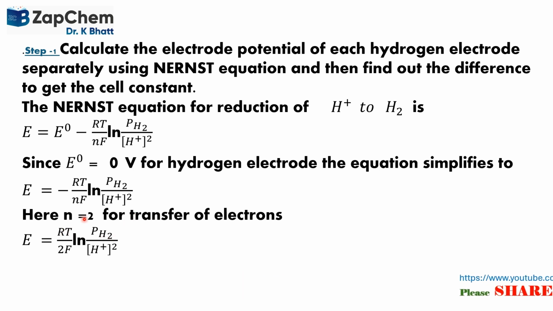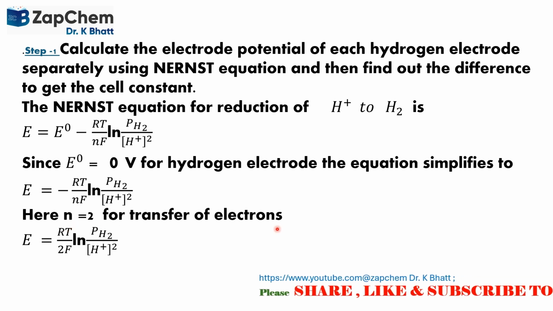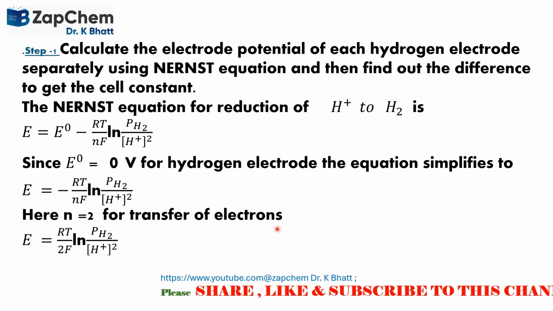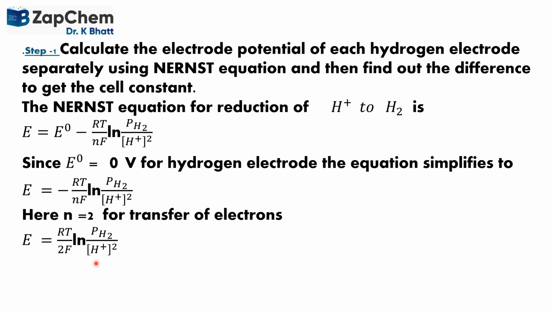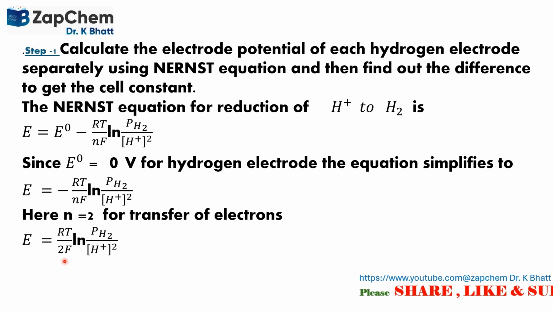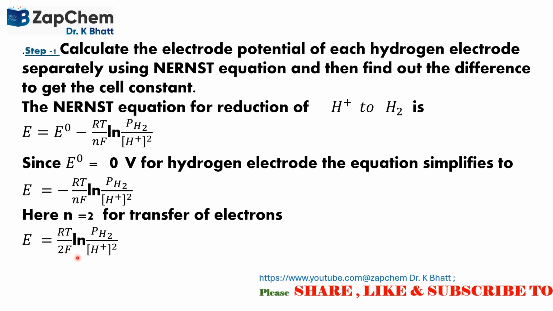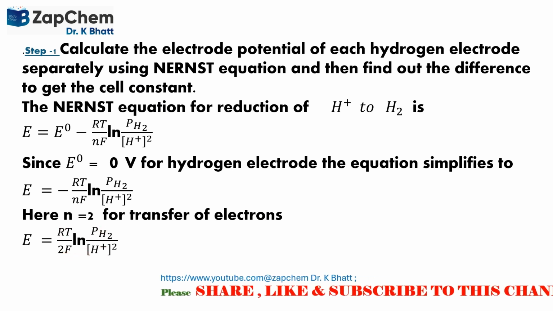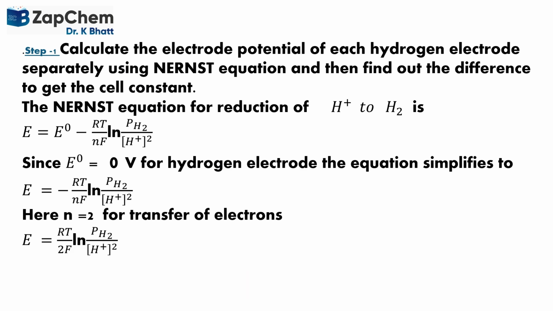Now, what is the value of n here? n is 2 for the transfer of electrons. And therefore, if we substitute the value of n as 2 here, we get RT by 2F ln PH2 upon H+ raised to power 2.